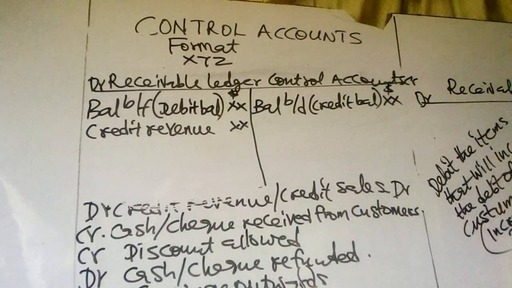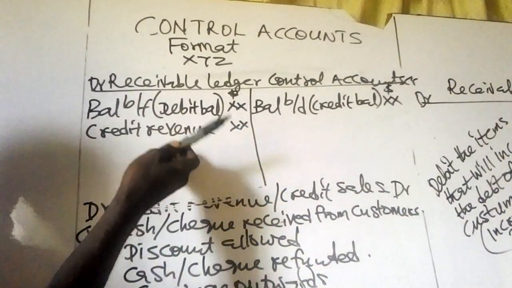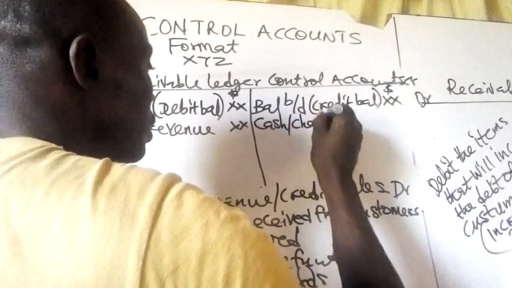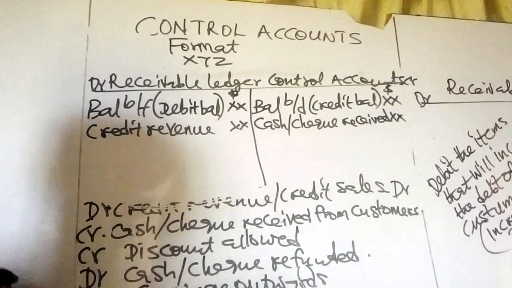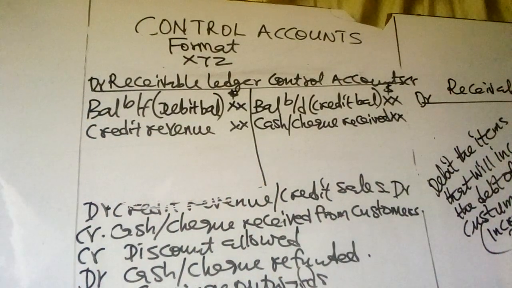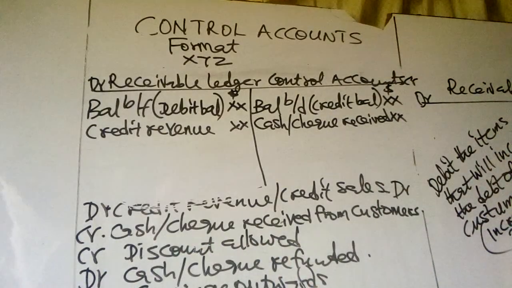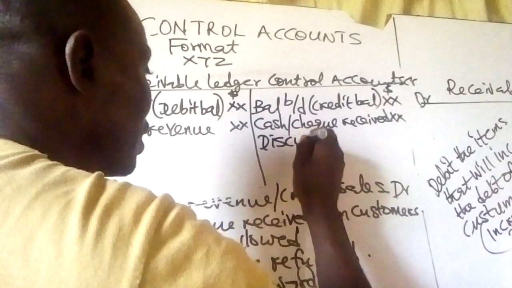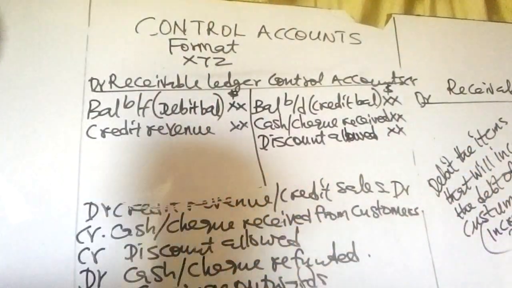Then the next item is cash or check receipt from customers. When customers pay part of what they are owing, the amount the customers are owing previously will reduce. So you credit it: cash or check received from customers. Then you have discount allowed, where you give customers a discount. That means the amount they ought to pay will reduce, so you credit it. Since it leads to a reduction, that is why you are crediting it.